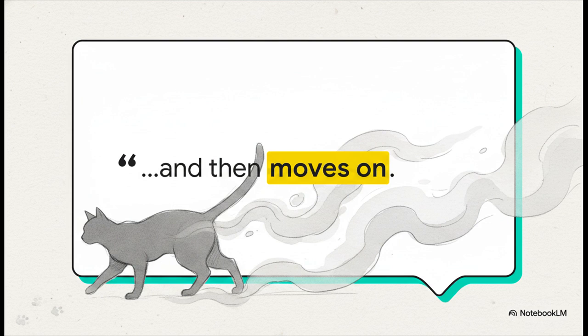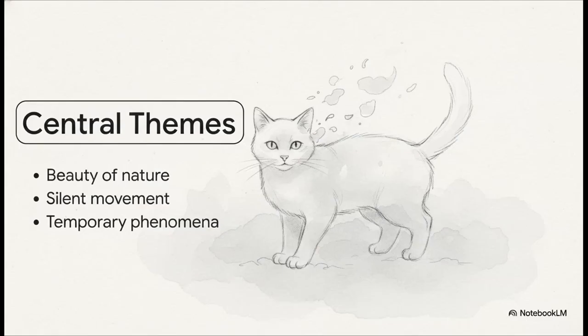The entire process of its arrival and departure happens so gently and naturally. It doesn't ask for attention when it arrives, and it certainly doesn't announce its departure when it leaves. It just moves on. So the crucial point here is captured in these central themes. The poem is absolutely highlighting the raw beauty and mystery of nature and the silent movement of the fog. But fundamentally, it's about the temporary nature of natural phenomena. It perfectly captures the fleeting, temporary nature of the world around us. Things come, they sit for a moment, and they move on.